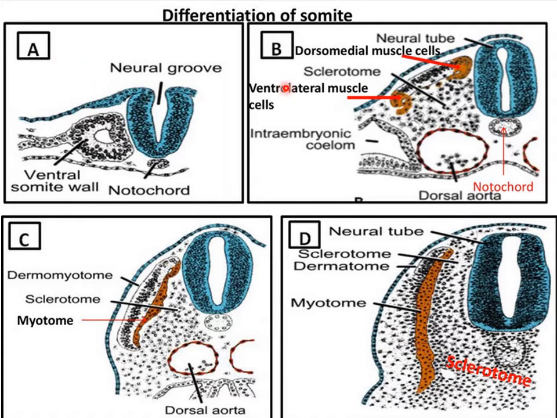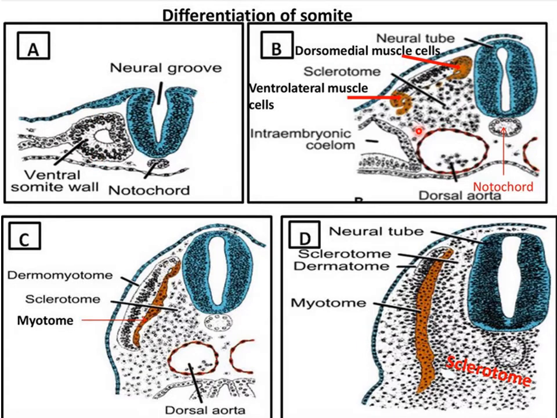In A, this is the differentiation of the somite. We have mentioned this differentiation in previous lectures, but we will repeat it again for quick revision. In image A, here we have the neural groove. The neural tube is not formed yet, and we have the notochord ventral to it, and we have the somite and the ventral somite wall.